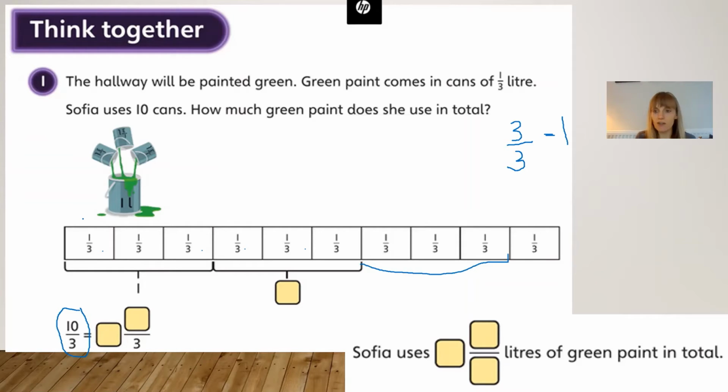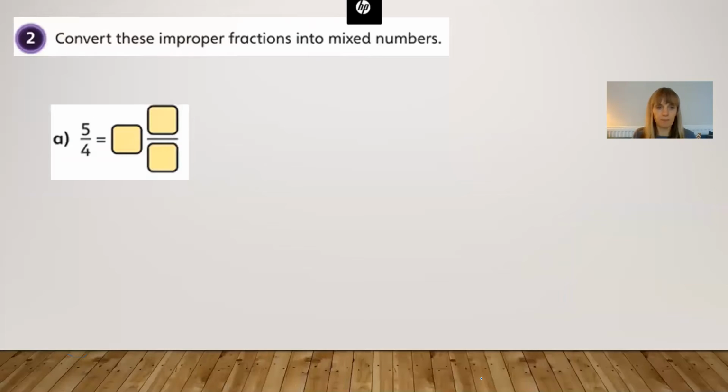So how many wholes have we got in total? We've got 1, 2, 3 wholes. So here we would say we've got 3 wholes, which I'd write in this box, and how many thirds left over that don't make a whole would be this one here. So we've got 1/3 left over. So Sophia uses 3 wholes and 1/3 of a litre of green paint. So there we're converting from our improper fraction to a mixed number.